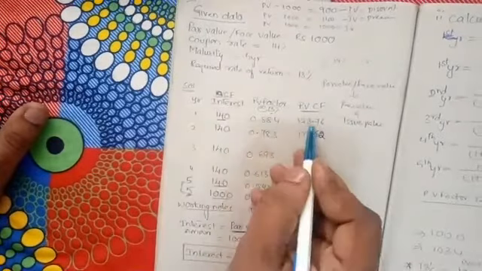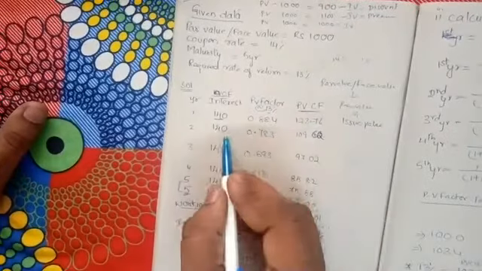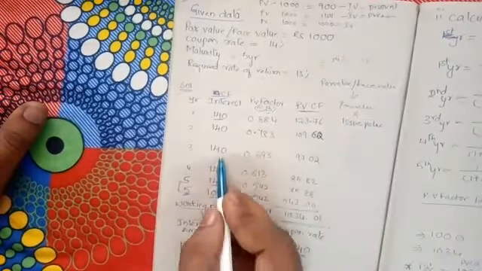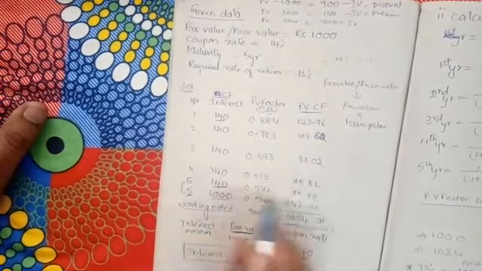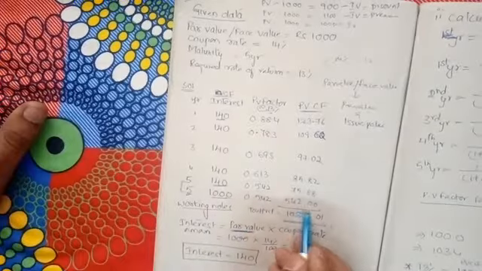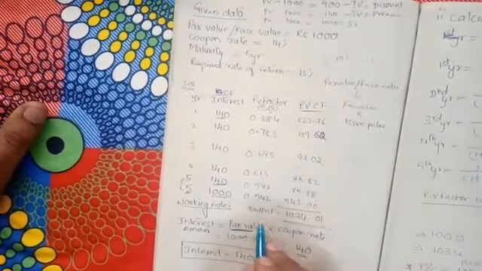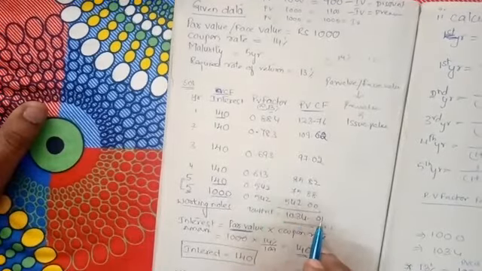So when I multiply that, I will get these figures: 123.76, then 140 into 0.783, that is 109.62, 140 into 0.693, 140 into 0.613, and I will get all these figures. 1000 into 0.542, I will get 542. When you sum these, you will get the total present value of cash inflows, that is 1034.01.